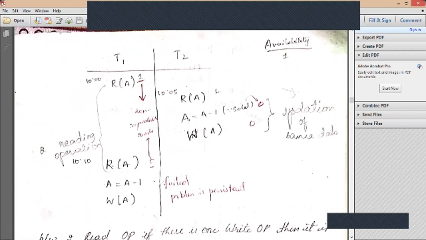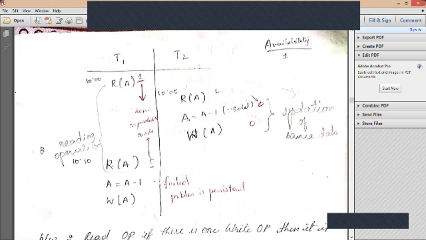We are reading a value at a particular time. After that, some time later, at 10:05, we are reading a value again and subtracting it. Suppose I take the value as 1. T1 has read the value 1. After some time T2 has come and also read the value 1. It has subtracted the value, it became 0, and write of A has been updated to 0.